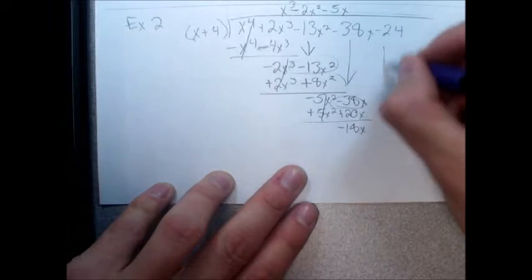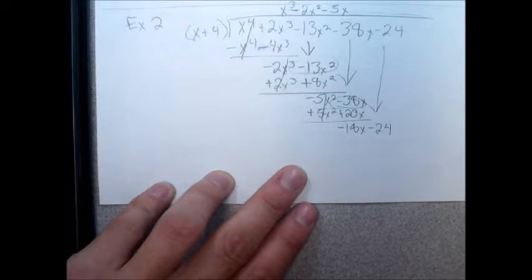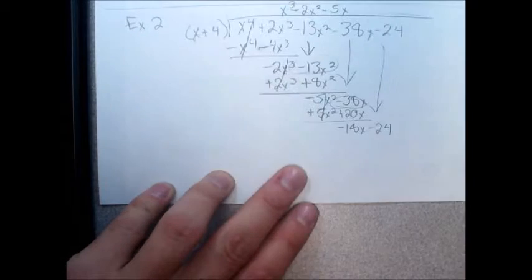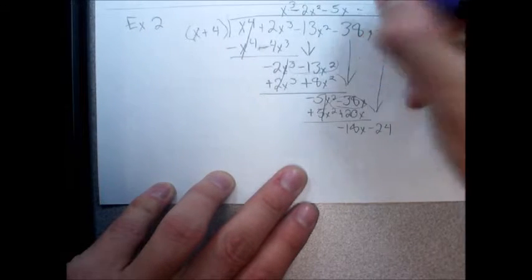Drop down the next one. I have negative 24. I ask myself again, what do I multiply this by to match this one? And it is negative 18. So negative 18, stupid pencil.